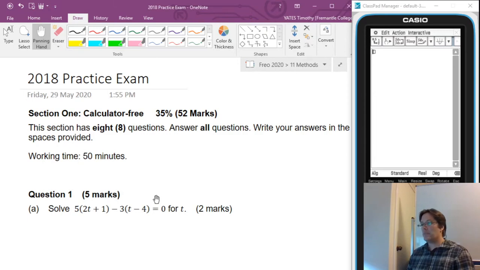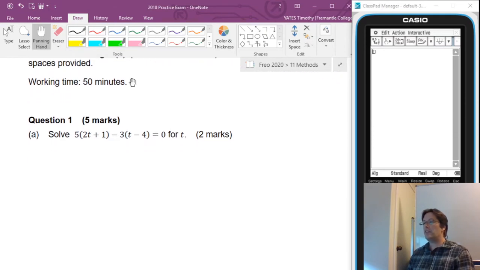Now, let's have a look here. First question, it's pretty straightforward. We're solving a linear equation. We're solving that for t. So what we've got to do is expand. We get 5 times 2t is 10t. 5 times 1 is 5. Negative 3 times t is take 3t or negative 3t. And bear in mind here we've got 2 negatives, so that would end up being plus 12.